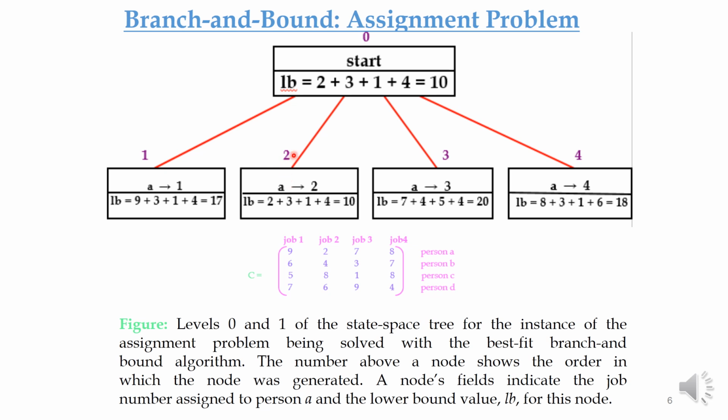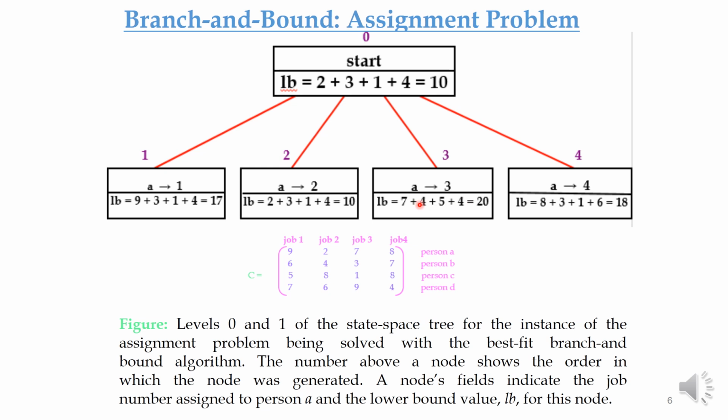Likewise, here the second node represents assigning job 2 to person A. So here the cost is 2, so we are representing it here. Then for the remaining rows, the smallest values are 3, 1 and 4. So now we are getting the value 10.